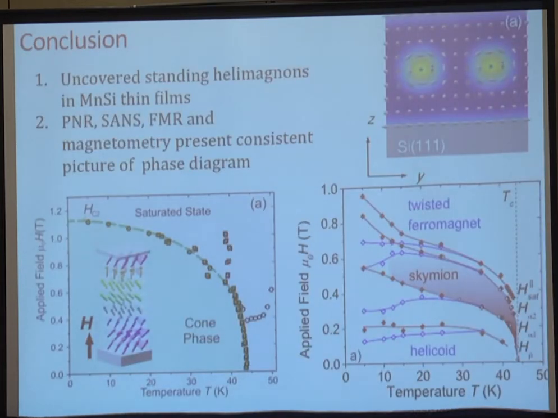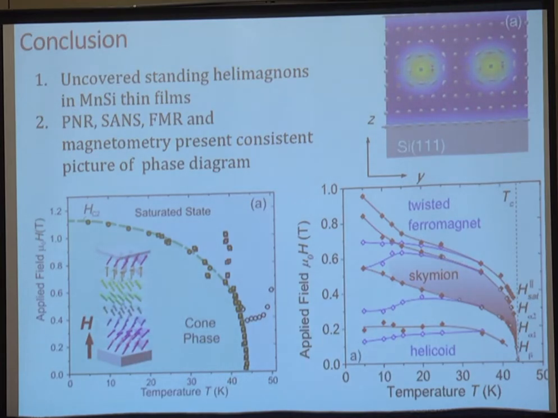So that basically summarizes what we've uncovered: standing helicon magnons inside this material. These are modes that aren't observed at all. And these standing helicon magnon modes help confirm the absence of skyrmions in out-of-plane magnetic fields, at least for the film thicknesses that we've explored, which is around 20 to 25 nanometer film thickness.